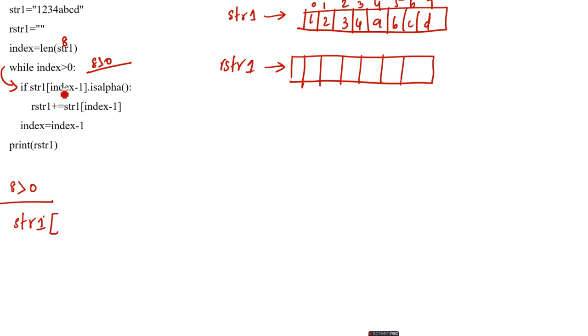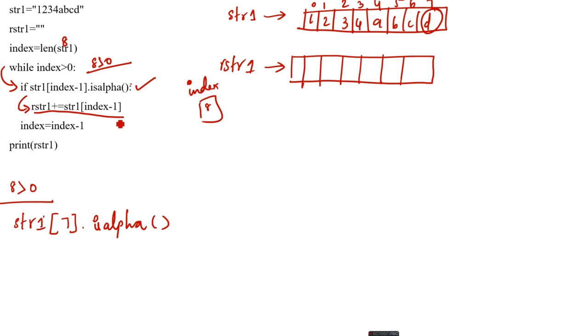str1 of index minus 1. What is the index value? The value of index is 8. So 8 minus 1, it is 7. str1 of 7 dot isalpha. So str1 of 7 is an alphabet. The condition is true. If the condition is true, we have to execute the statements related to it.